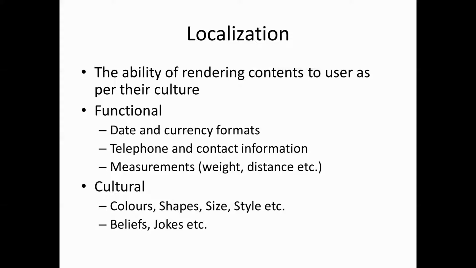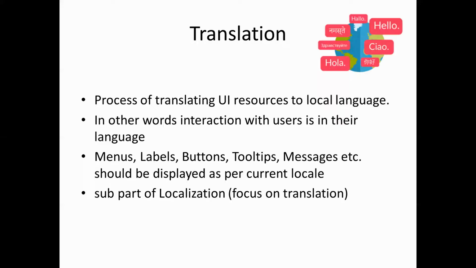Similarly, if we want to go to a further extent, we can even choose the colors, shapes and sizes or styles that are popular within those areas. That is called localization. Now, translation is specifically translating all those messages, those labels, the titles, and anything that is there on the UI in the language of the user. So it's a process of translating UI resources to the local language of the user.